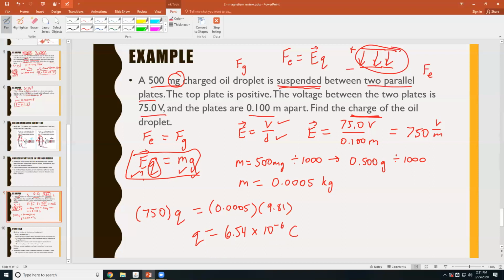But wait a second. There's one more thing I'd like to do on this question. Charge of an oil droplet is not just a magnitude. It's also nice to know if it's a positive charge or a negative charge. Going back to the diagram that I drew up in this top corner here, you can actually see that the top plate is positive and the bottom plate is negative. In terms of electricity here, it's being attracted to the positive plate. If this charged particle is attracted to something that's positive, that would imply that the charged particle itself must be negative. So just to make this answer more complete, I'm going to say it's negative 6.54 times 10 to the negative 6 coulombs, and that would make it a more complete answer.